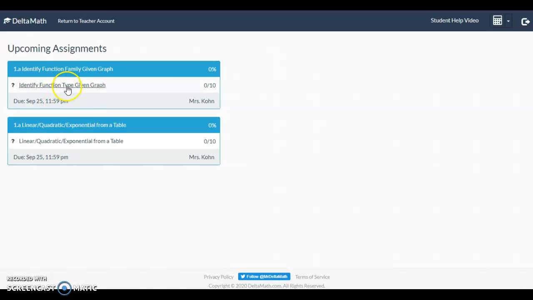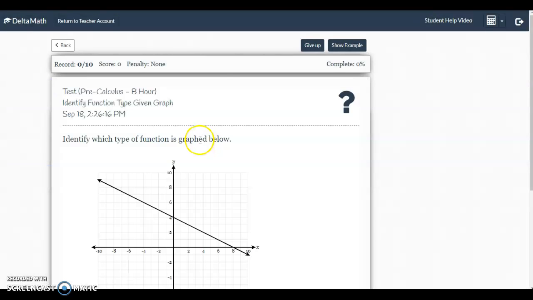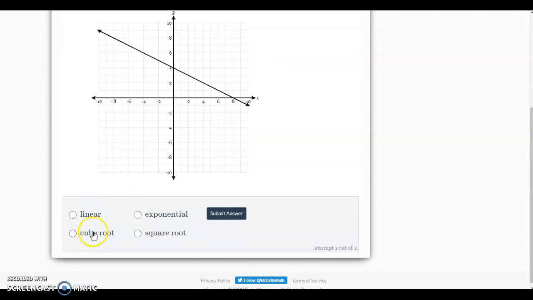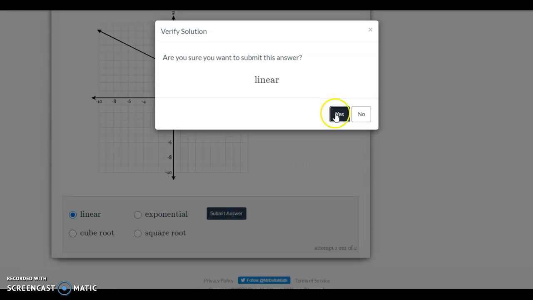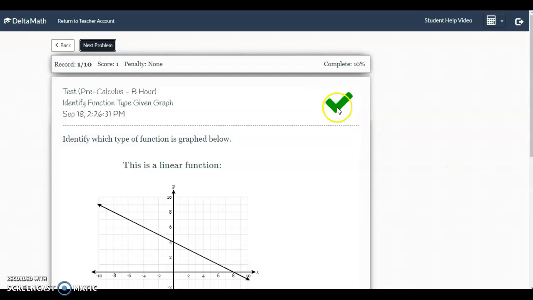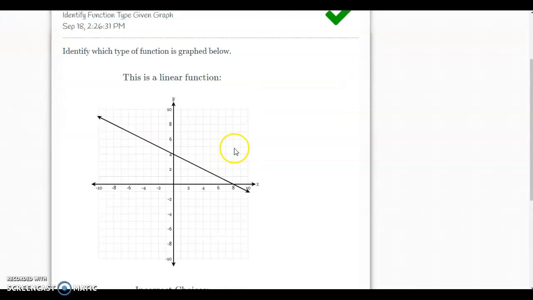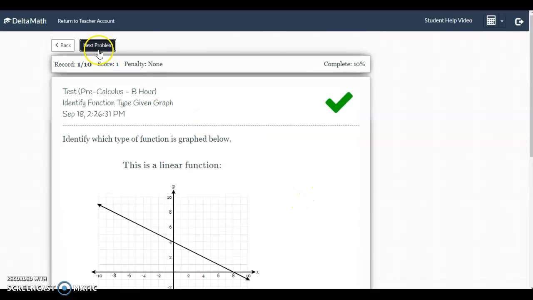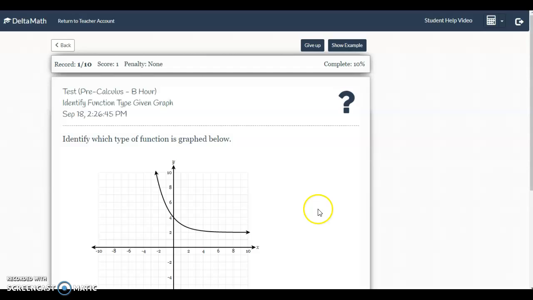So all you're going to do is, this is the assignment, and you're going to click on the topic. And then you're going to identify which type of function is graphed below. So they're linear, cube root, exponential, square root. So this one's linear, so I'll go ahead and submit my answer. Yes. And it gives me a little green check mark, so I've completed 10% of the assignment because I've gotten 1 out of 10 correct. And then it will also kind of show you this is a linear function and the incorrect answers as well. Then you hit next problem and you can do it again.